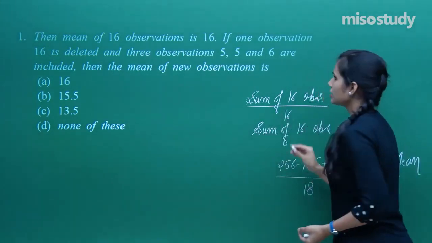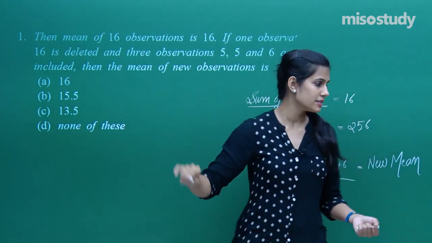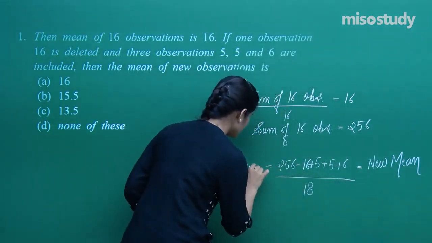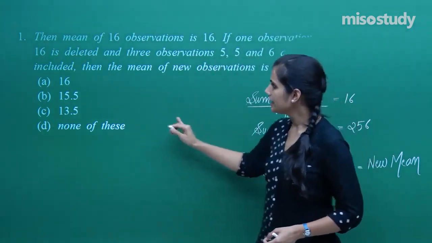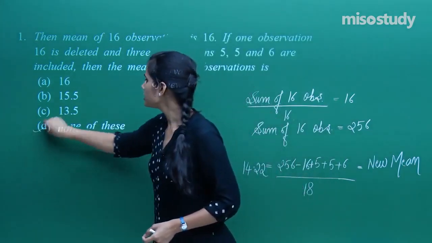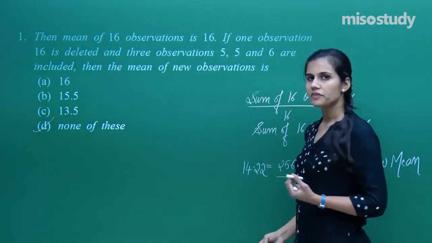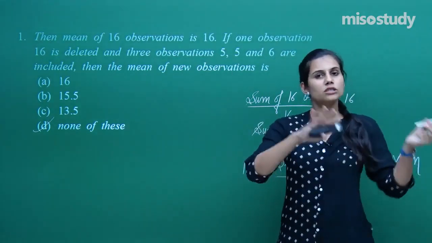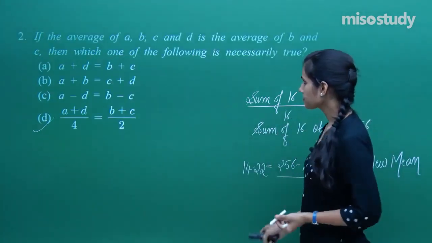And that is what the question asks: find the mean of the new 18 observations. This is the new mean and this comes out to be 14.22. You can see none of the answers has 14.22, and the answer is none of these. So it's a pretty easy question based upon the very formula of average mean and the concept of how terms are being removed, how terms are being included and how the number of terms is getting increased.